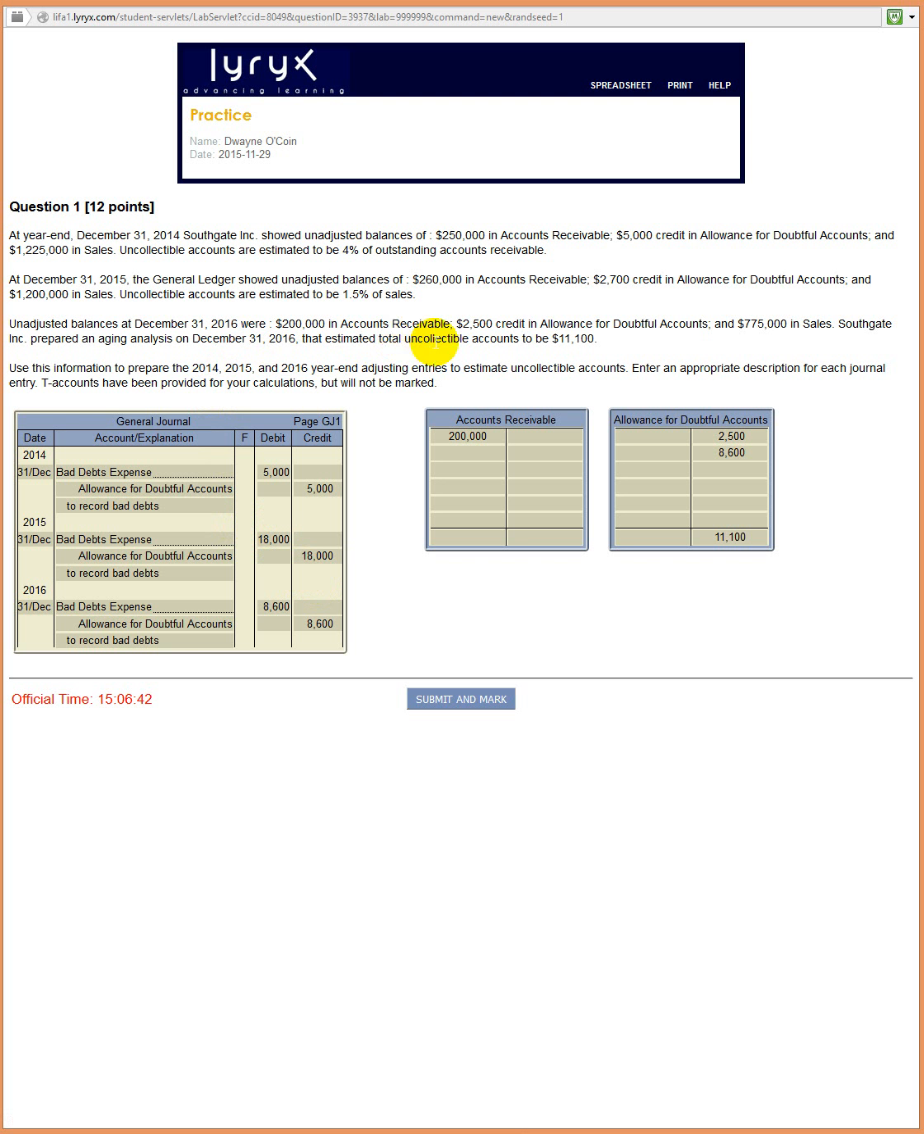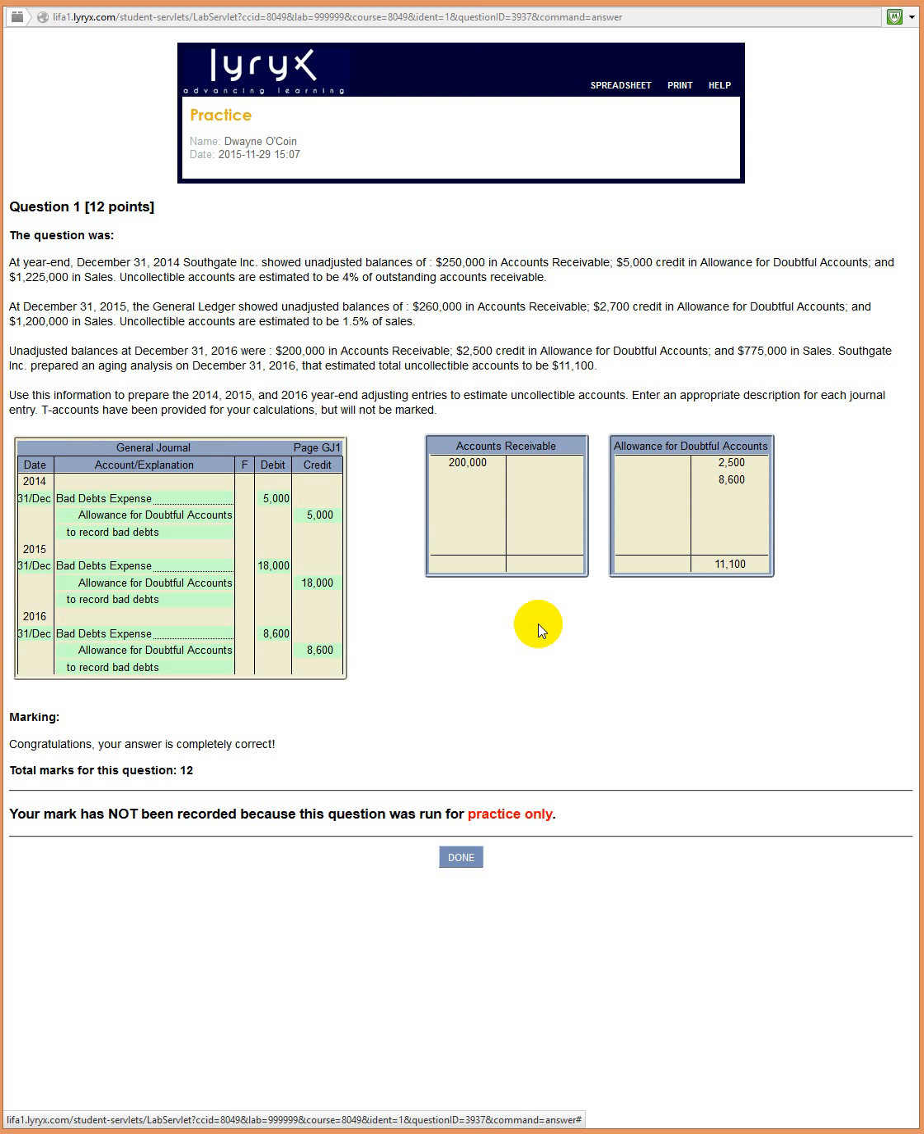And then finally, we used an aging analysis and identified the allowance for doubtful accounts related to the accounts receivable at that time as 11,100. That's also a balance sheet approach. So that tells us that the balance we're targeting in allowance for doubtful accounts is 11,100. We get that by adjusting the remaining balance in allowance for doubtful accounts for the correct amount. Let's see what Lyrics thought of that. Lyrics agrees. We're done.